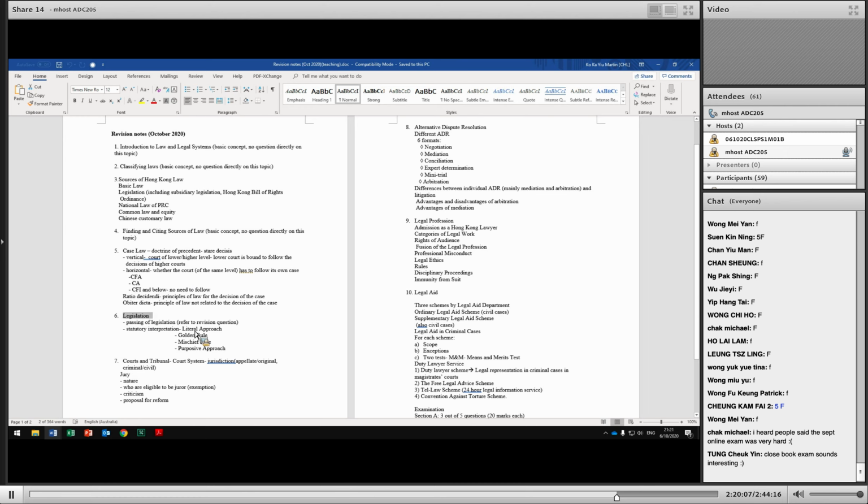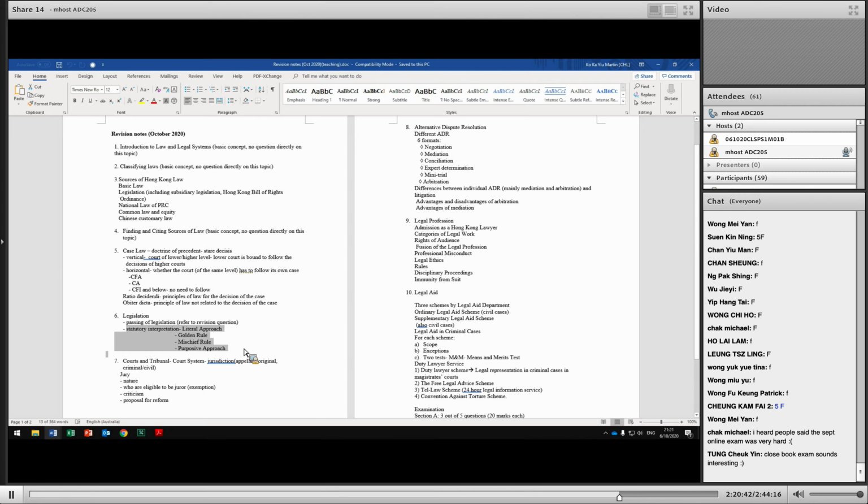Chapter 6, legislation. We have two parts. The first part is the minor one, passing of legislation. Not every year we will have a question on passing of legislation. Usually it's only a Section B question, and not every year you can find this question. But for statutory interpretation, you can really find this question every year. Every year there will be a question on statutory interpretation, either in Section A or Section B.